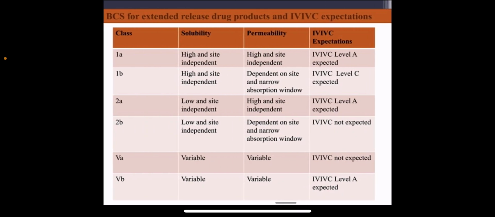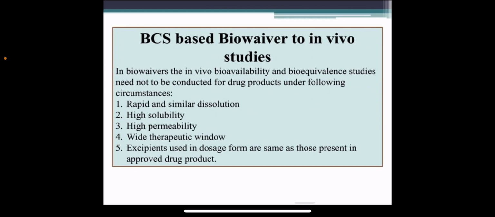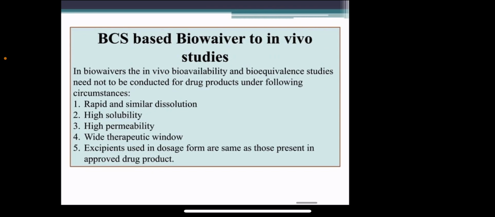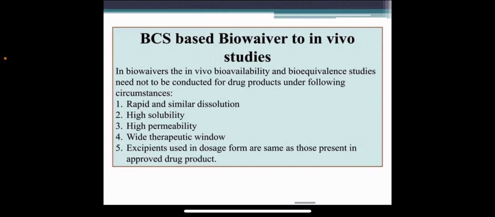So BCS classification based on the biowaivers. In biowaivers, the in vivo bioavailability and bioequivalence study need not be conducted for drug products under the following circumstances: rapid and similar dissolution, high solubility, high permeability, a wide therapeutic window, and excipients used in the dosage form that are the same as the presently approved drug. So this is all about the BCS classification according to the biowaivers.